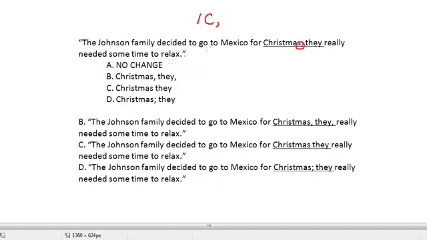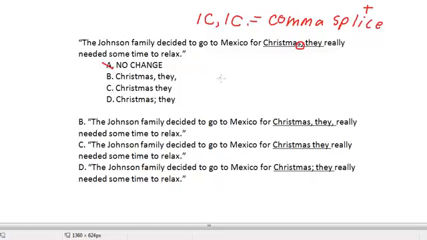So I have the comma, and then I want to see what comes after, which is they really needed some time to relax. They, referring to the Johnson family, is the subject, and needed is the verb. So I have another IC over here. So the sentence structure for option A is IC, comma, IC, which, if you remember, is an error. It's called a comma splice, where splice means to join and not to split. In other words, it's a run-on sentence because 2 complete sentences are joined together without a period. So I know that option A is incorrect, and I'm going to eliminate option A.